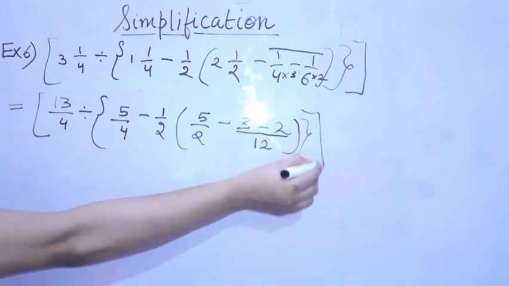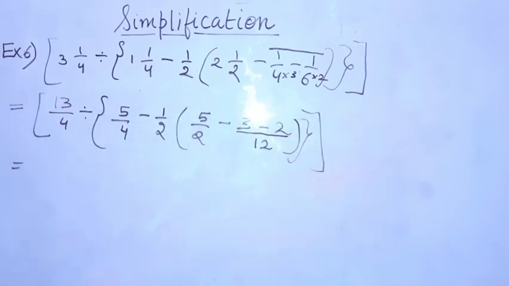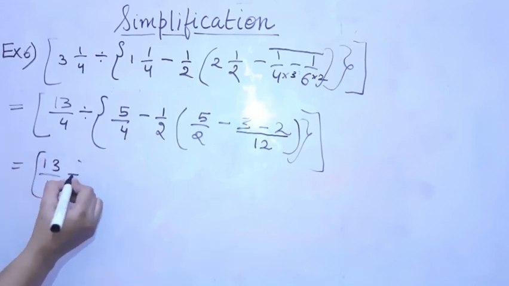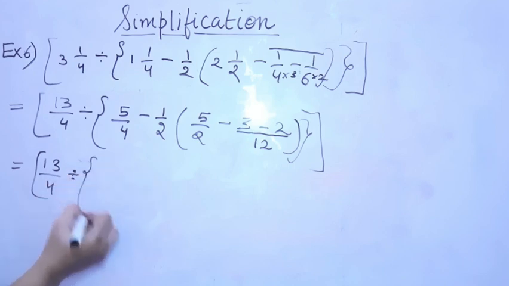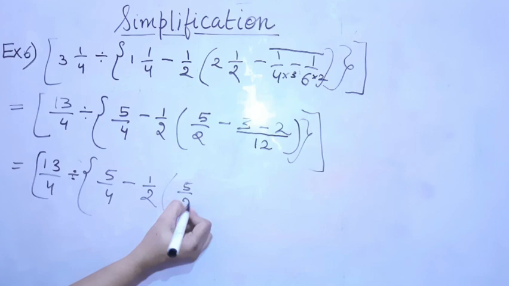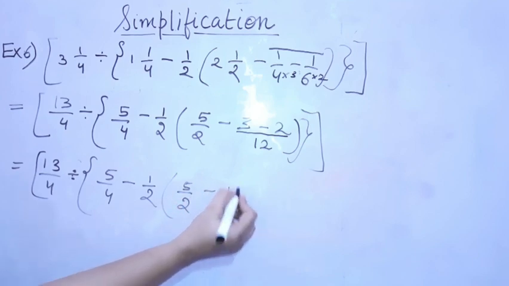Then curly bracket, then square bracket. Now 3 minus 2 is 1. Okay. So let me write that. 5 upon 2 minus 1 upon 12.